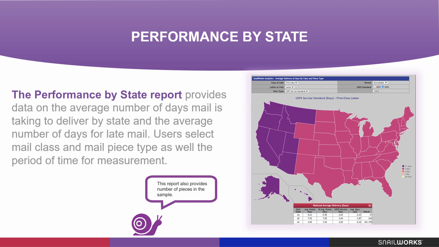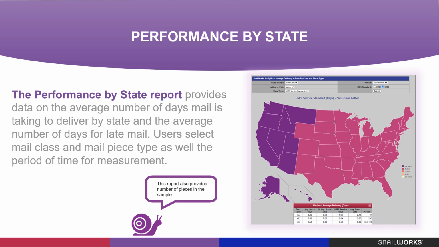Once you've made your selections, click the Submit button, and the state map will start to recolor based on the selection that you've picked. Now, below this map, there's also the spreadsheet that you can download, and it provides data on what the postal performance is for each state individually, as well as the actual days for delivery.